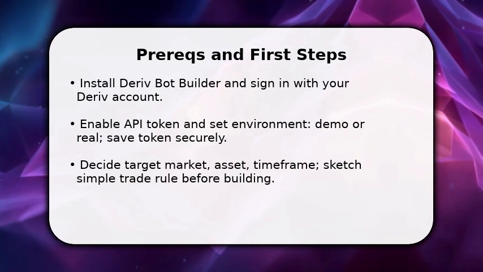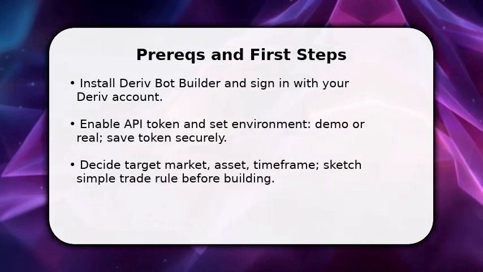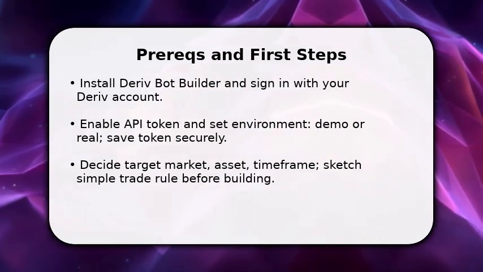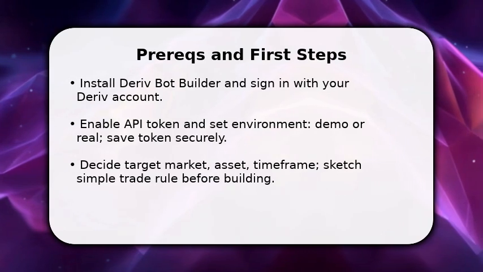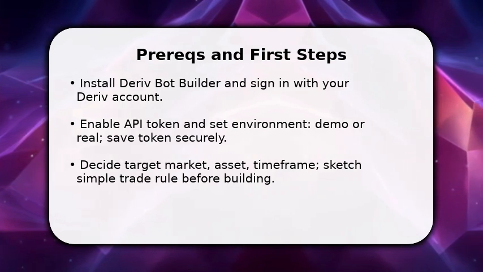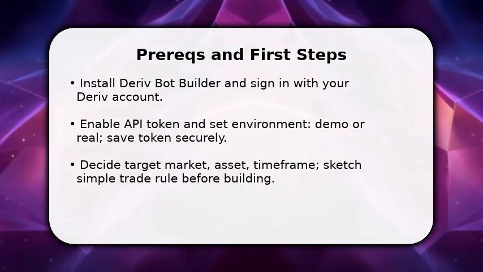You should also choose the asset, timeframe, and one core trade trigger to avoid complexity. This initial focus speeds iteration and reduces errors, because a narrow scope helps you validate logic quickly and prevents chasing too many variables at once.